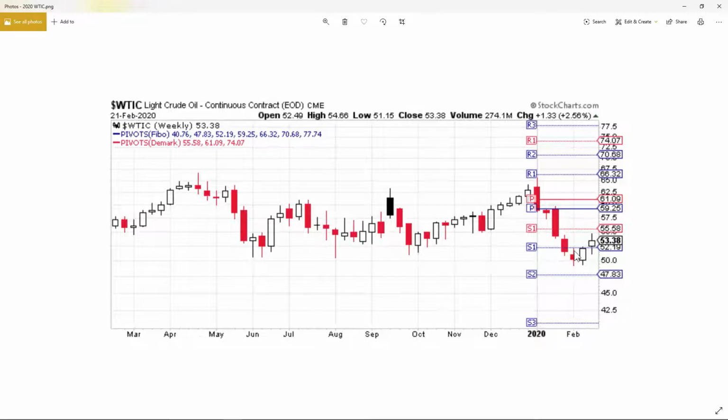Okay, go ahead. Here's oil. The yearly pivot is at $59. So as long as oil, WTIC oil, stays below $59, we have a bearish bias this year. It may come down to $48. That's the yearly S2 pivot. So 59 to 48 is what we're looking for on oil.